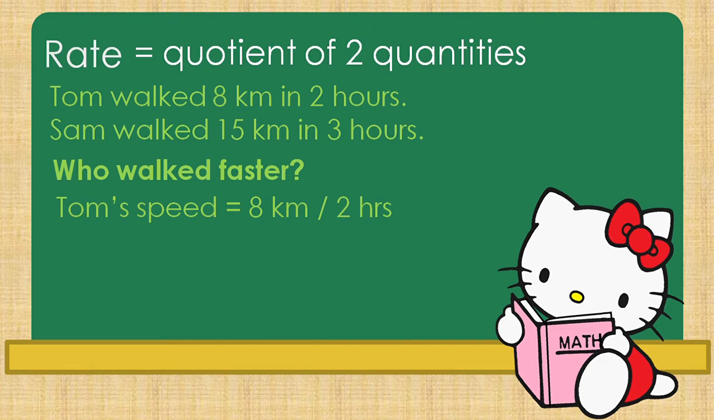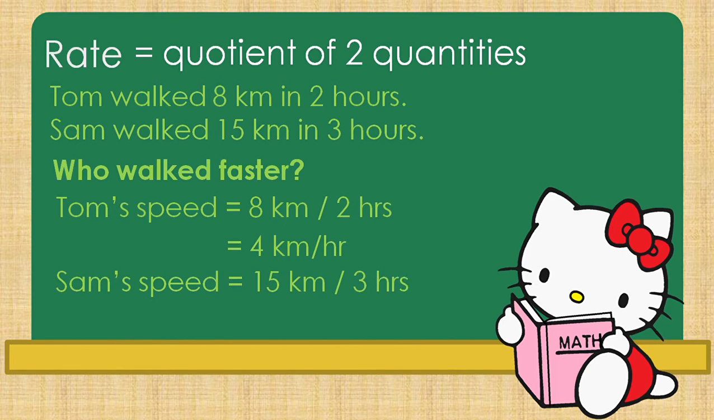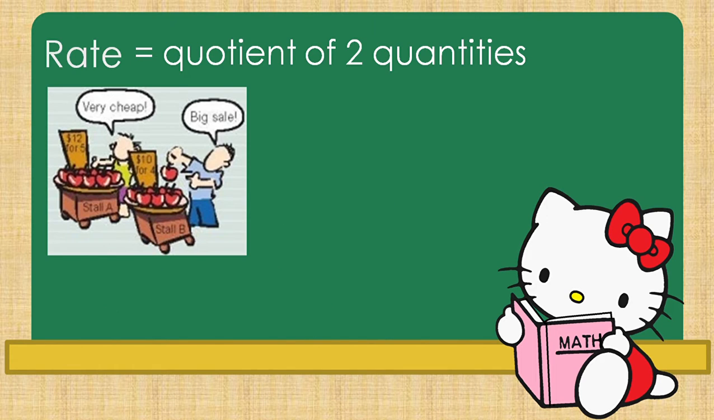But let's see. The speed of Tom should be 4 km per hour. And how about Sam? The speed of Sam should be 5 km per hour. So who walked faster? It's simple. Should be Sam.